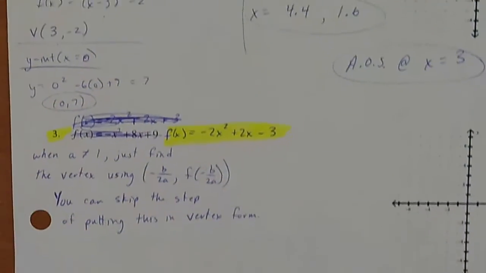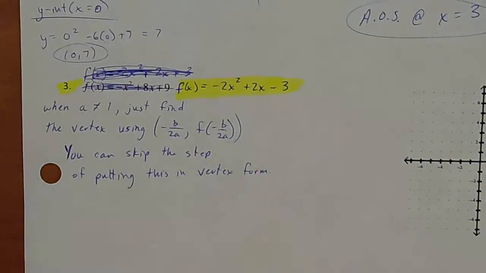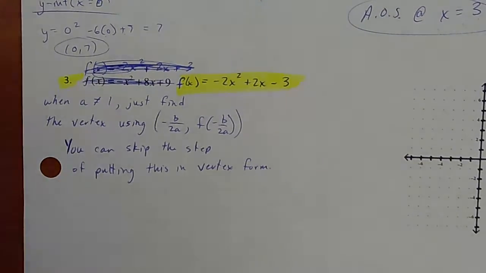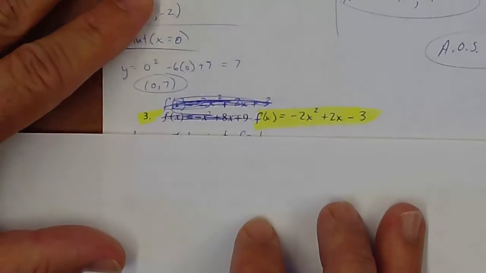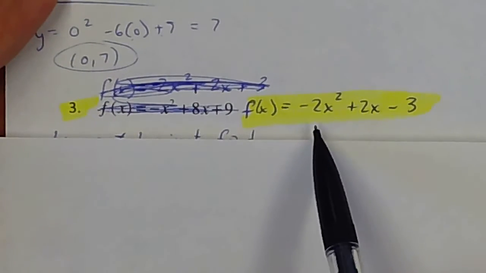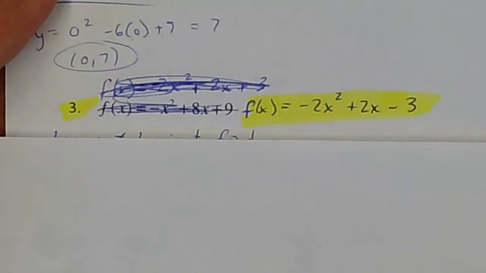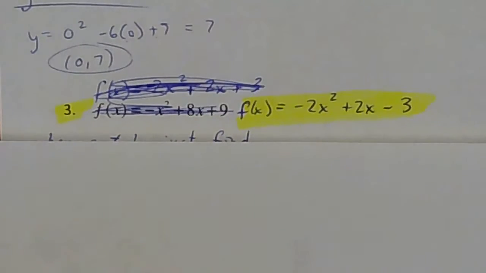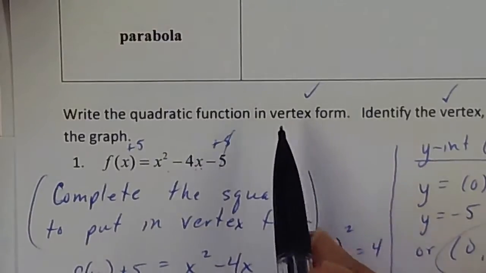I want you to swap it out for this one. All right, f of x equals negative 2x squared plus 2x minus 3. Go ahead and write that in. Okay, remember the directions are on the previous page.